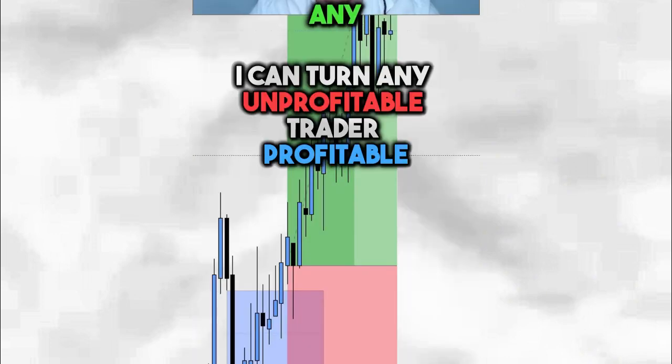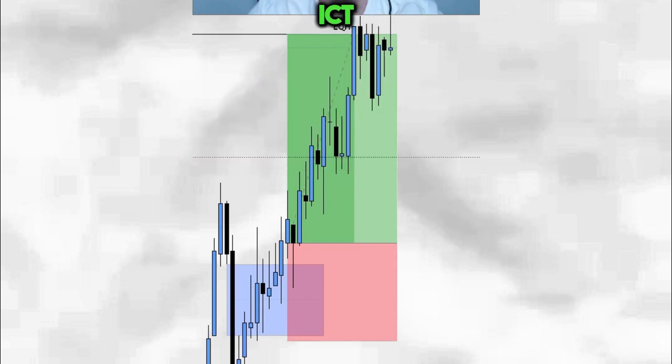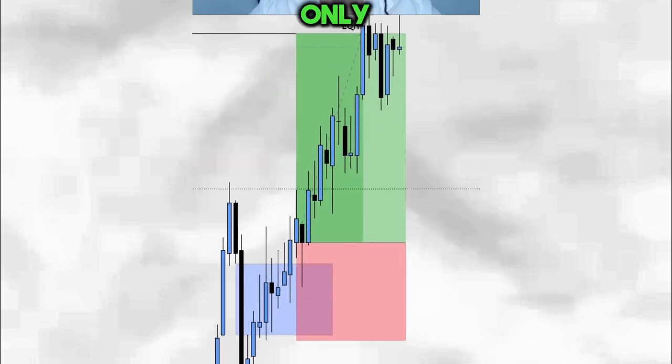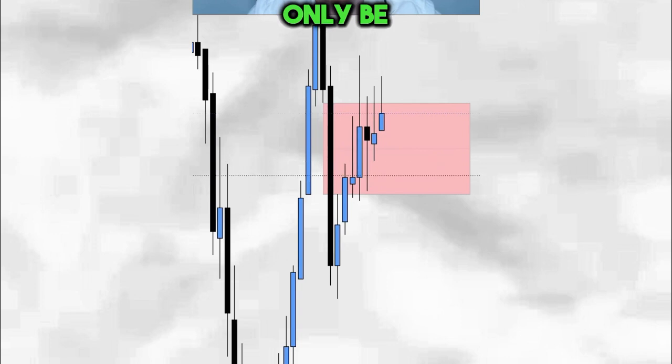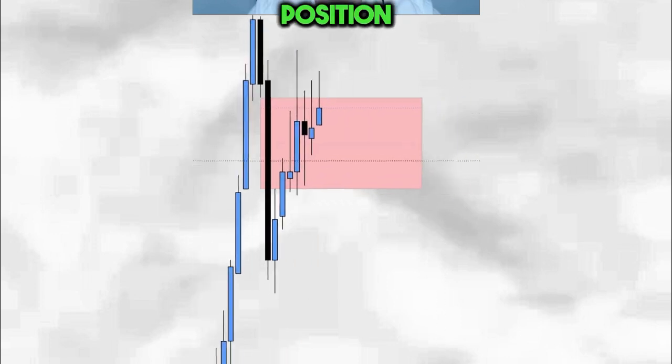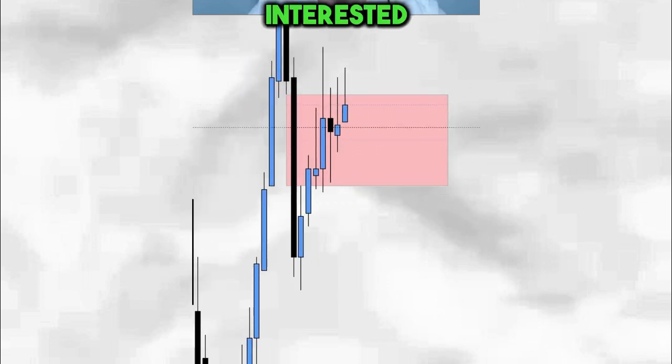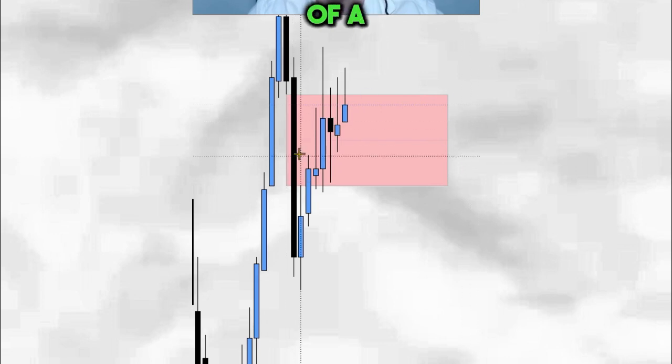I can turn any unprofitable trader to a profitable trader with my simple ICT day trading strategy, where I only use fair value gaps and liquidity to determine what trade I'm going to enter. Now, firstly, what do you notice about this price action? What you should notice is that we are trading inside of a bearish fair value gap. Now, most ICT traders would only be interested in a short from this position, and they would never ever be interested in a long position inside of a bearish fair value gap or from a bearish fair value gap.